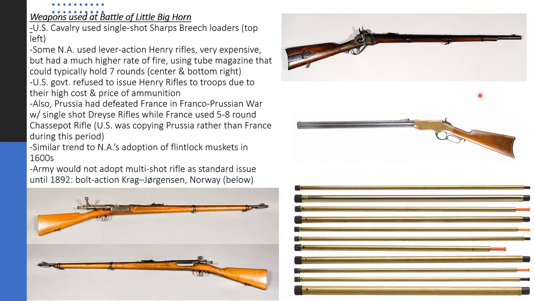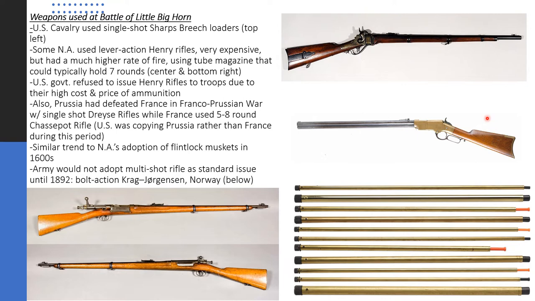Native Americans used a variety of firearms at this battle. They used bows and arrows, they used breech loaders, they used muzzle loaders, but they also used the aforementioned Henry rifle because of its high rate of fire. They purchased Henry rifles from white traders. Technically, white traders were not allowed to sell weapons like the Henry to Native Americans, but some sold weapons like the Henry to them anyway because it was a very profitable trade selling these weapons.